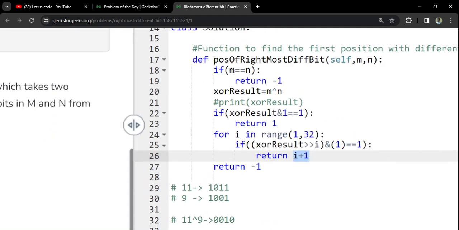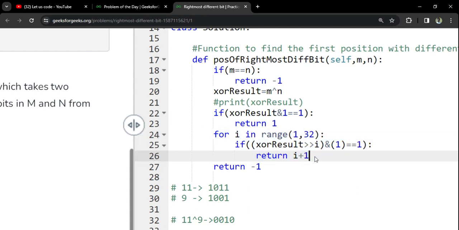So if m and n are equal, simply return -1, because if two numbers are equal, there will never be a bit which is different in them. Then I am doing the bitwise XOR of m and n. Whatever the result of that XOR, I am doing an AND with 1 to check if the LSB of that result is 1. If the LSB is 1, that means for m and n, the LSB was different. If that is the case, simply return 1. If that was not the case, we'll proceed further here.